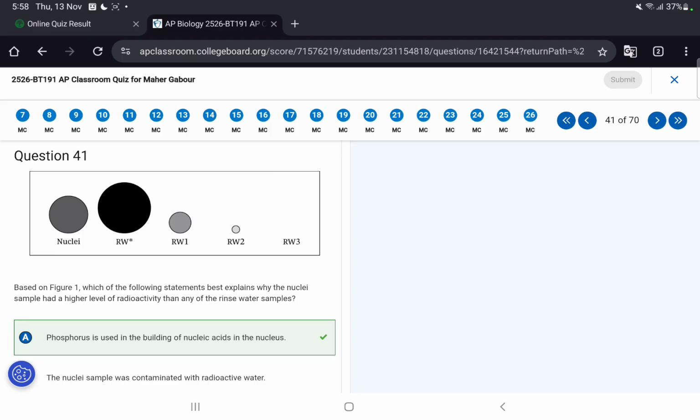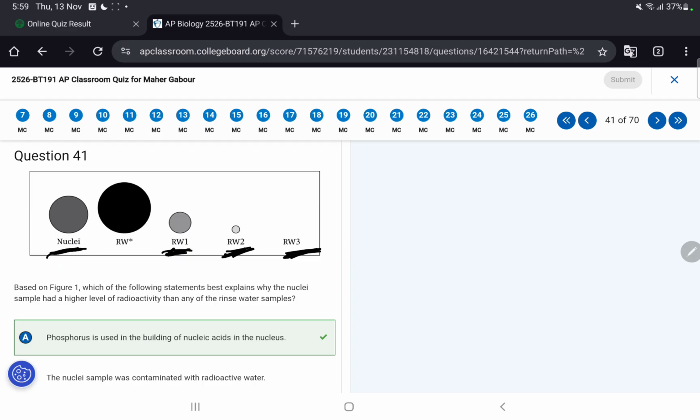the phosphorus is radioactive. So if the nucleus is the most radioactive thing between these four, we're not counting this one because it had a higher level of radioactivity than any of the rinse water samples. These are the rinse water samples, and this is the nucleus.